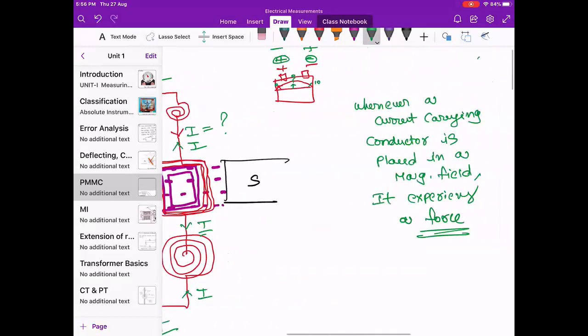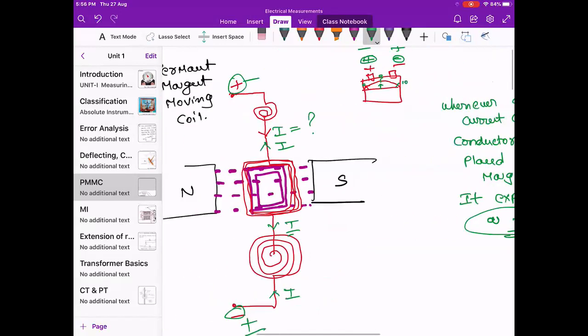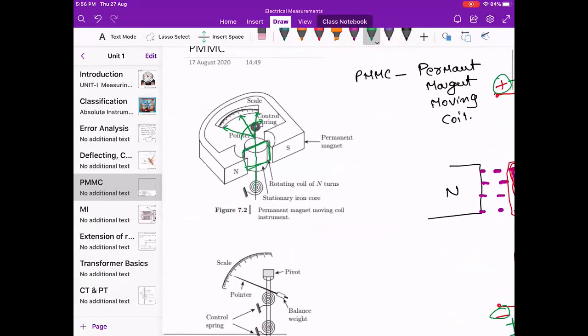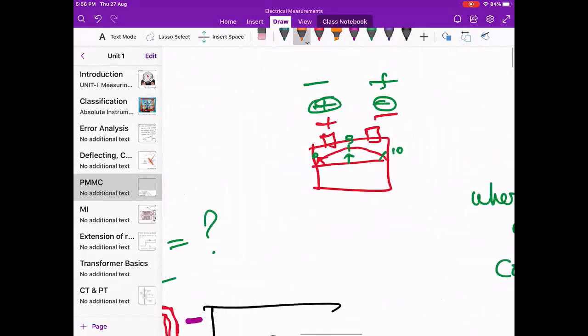Then here also it will experience a force, but the important point is that it is in the anti-clockwise direction. Hence the pointer will start moving like this. That's why normally we place mechanical stoppers here. On the screen you can see the pointer will be up to here, where there will be mechanical stoppers. That's why the pointer will not go in the anti-clockwise direction.